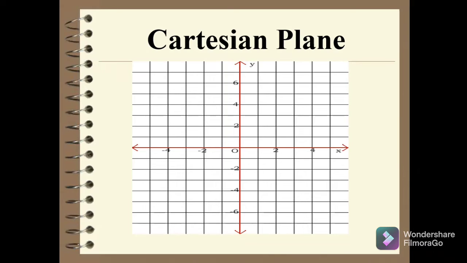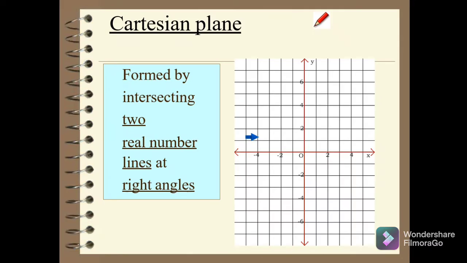So, this is a Cartesian plane. I know all of you are familiar with this plane. This is also used in graphing, graphical representation, etc. So let's take a look. So we all know what the use of the Cartesian plane is. The Cartesian plane is formed by two intersecting real number lines at right angles. So if two lines intersect, we can form right angles.